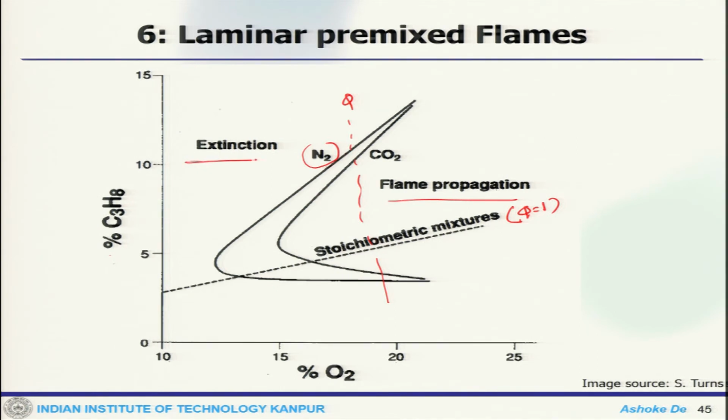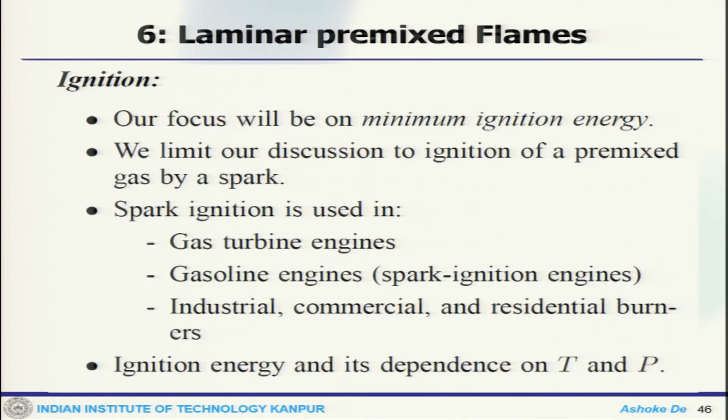So, this side is the extinction limit. That means beyond this level, or above this percentage of propane, there will be no flame, while on this side there is flame propagation. So, for every fuel one can determine this kind of limits and boundedness, which will give you an idea of these flammability limits.